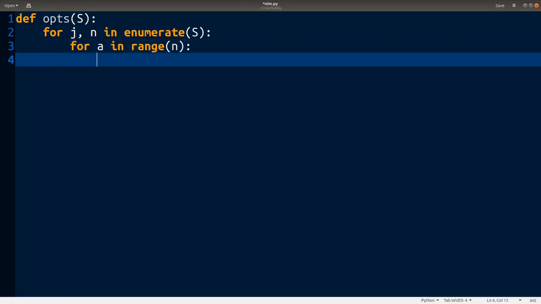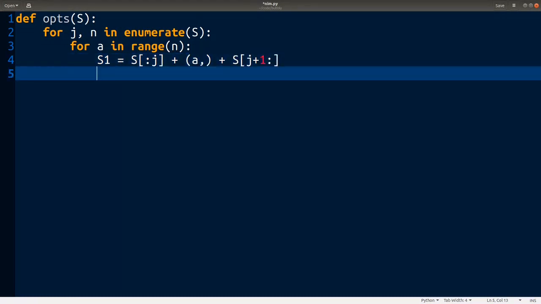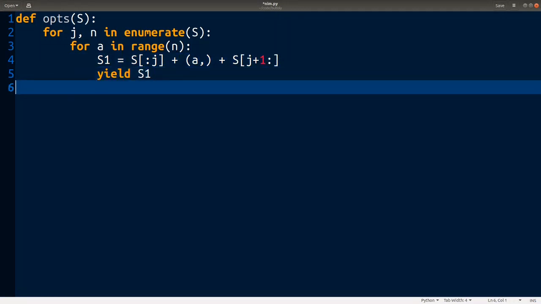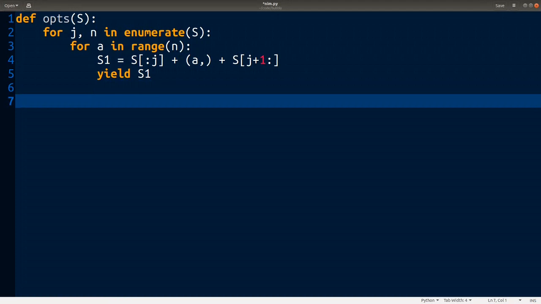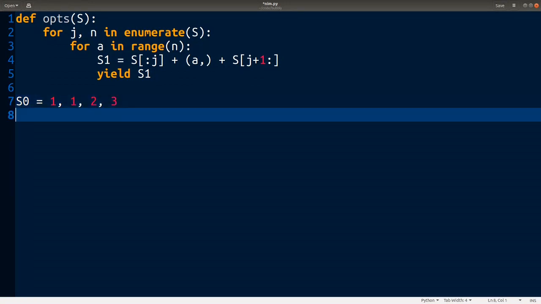This is not going to be super clear, but I'm looping over every number in the state and every possible smaller number than that number, and I'm going to define a new state that replaces the number with the smaller number. Okay, so that's what this function does. Let's test it out. We'll use our favorite starting state here.